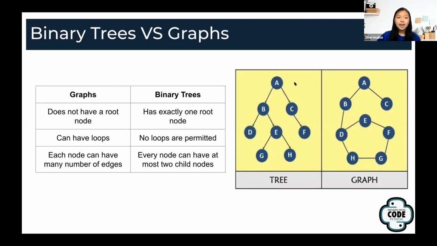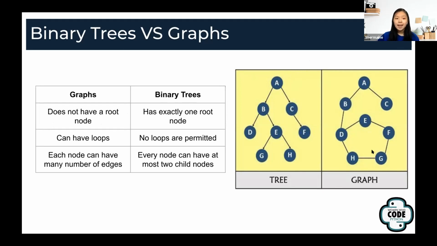So now let's compare between binary trees and graphs, since they all seem quite similar. So in a graph, we do not have a root node, whereas in binary trees, you have exactly 1 root node, as you can see in the diagram on the right-hand side. In the tree, your root node is A, but in a graph, you don't have a root node.